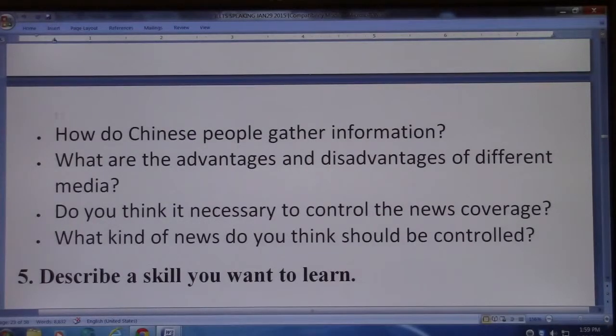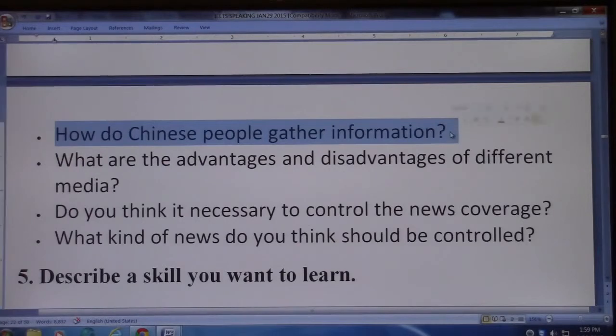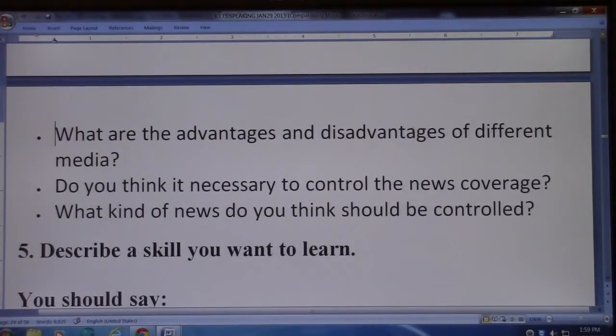How do the people in your country gather information? What are the advantages and disadvantages of different media? Do you think it's necessary to control the news coverage? And what kind of news do you think should be controlled? So this is all about news and media.